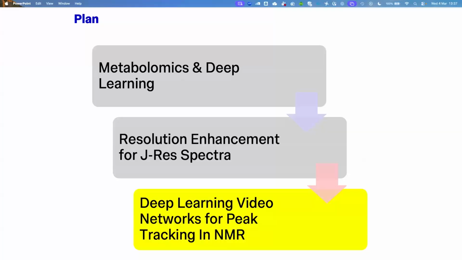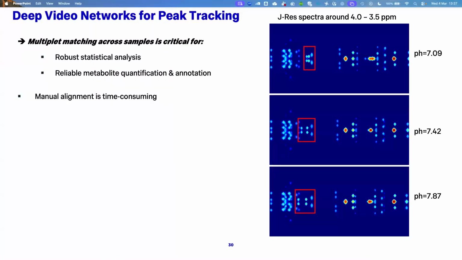And for the last part of the talk, I just wanted to give you a shorter, incomplete story, looking at a different type of deep learning applied to peak tracking, but also from JRES spectra. So the same kind of data going in, but trying to solve a different problem. So this one is the problem.